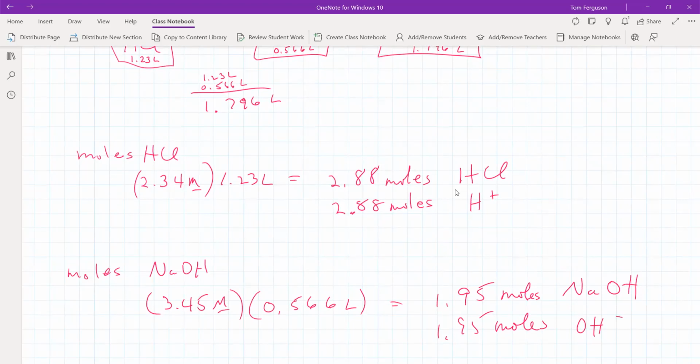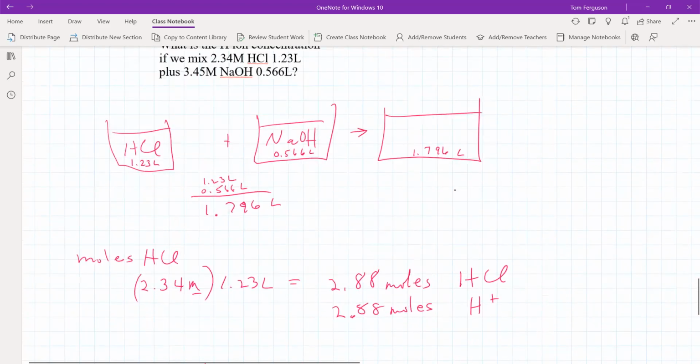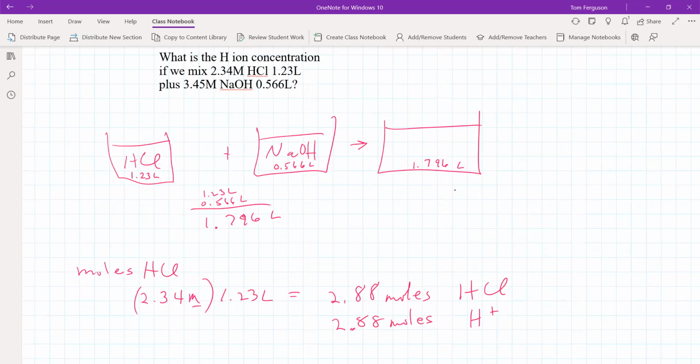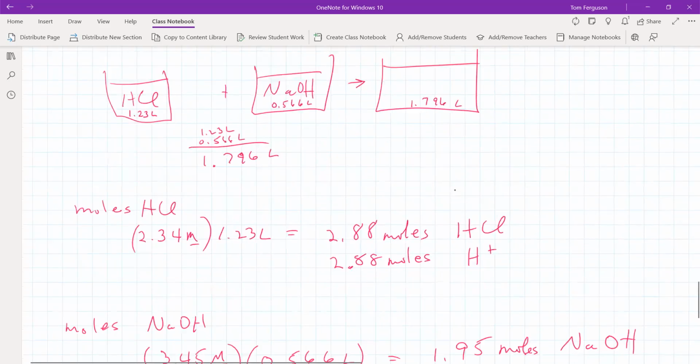Okay, so we have 2.88 moles of H plus, 1.95 moles of hydroxide. So what's going to happen when we dump these two together? We have a neutralization reaction. We combine an acid and a base together, we create water. So how much water are we going to create?